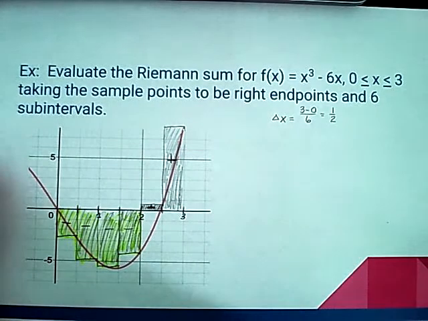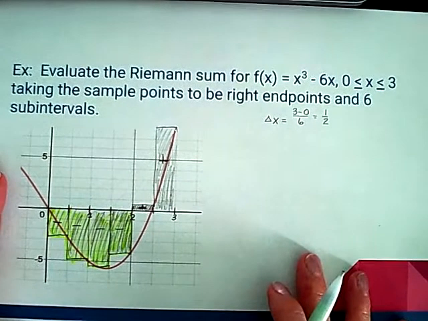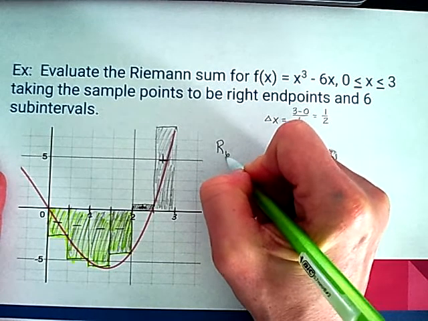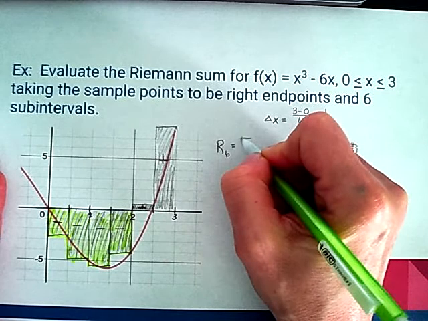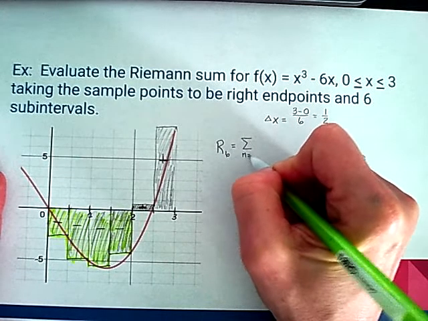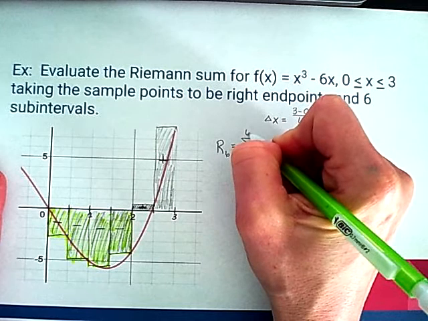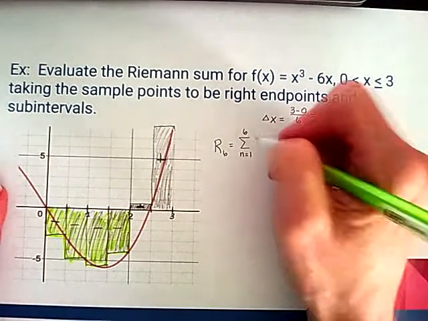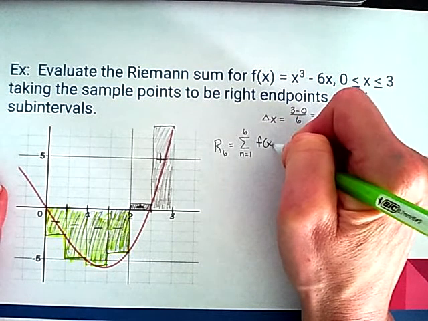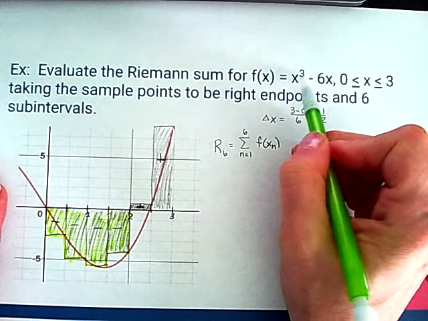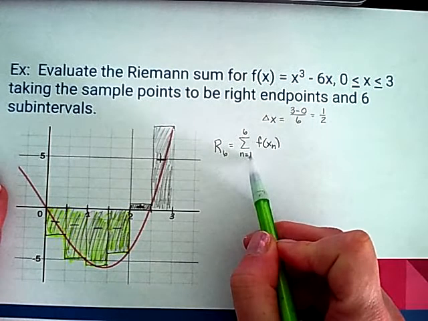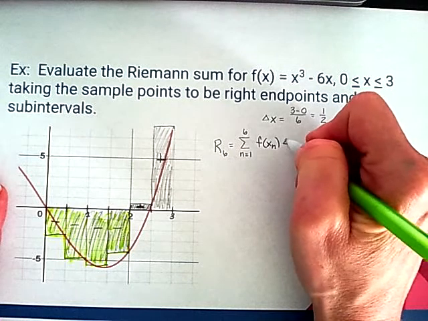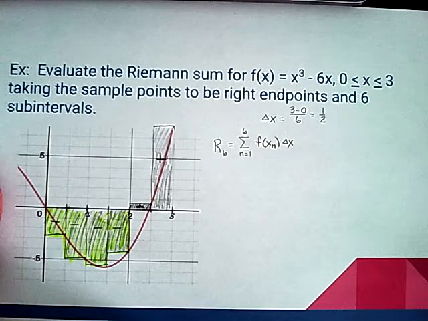All right, now using that Riemann sum sigma notation, I'm going to take right-handed endpoints and I want 6 subintervals. My sigma notation is going to say that I start with my first rectangle and go through 6. This just compacts my notation for this function. My function is going to be f of x sub n, which we know is x cubed minus 6x, but we'll run it through x sub 1, x sub 2, x sub 3, x sub 4, 5, and then 6, times our delta x, which we already calculated to be 1/2.